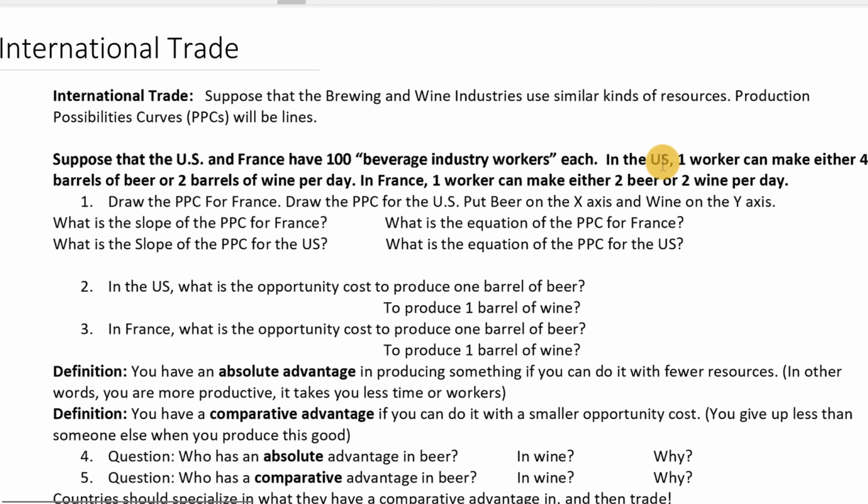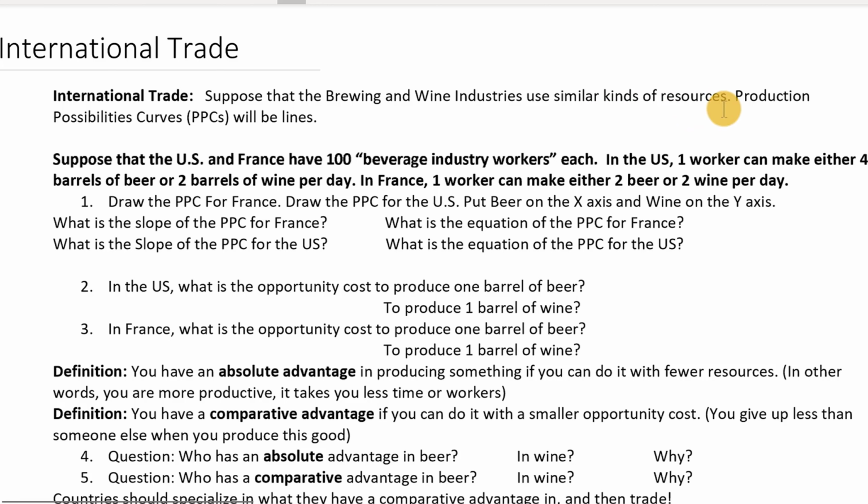Let's suppose in the United States, each worker can make either 4 barrels of beer or 2 barrels of wine in one day. In France, let's suppose one of these workers we could either assign to be making 2 barrels of beer or 2 barrels of wine per day. And we're also going to assume here that these beverage industry workers use similar kinds of resources.